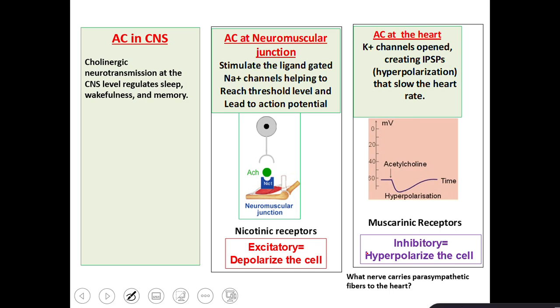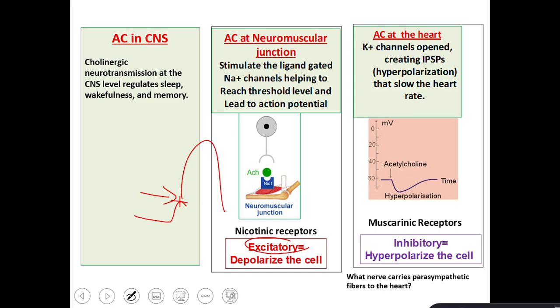At the neuromuscular junctions, there are nicotinic receptors, and acetylcholine here is excitatory. So it leads to depolarization, and the threshold can be achieved, so an action potential happens, and this leads to contraction of the muscles.